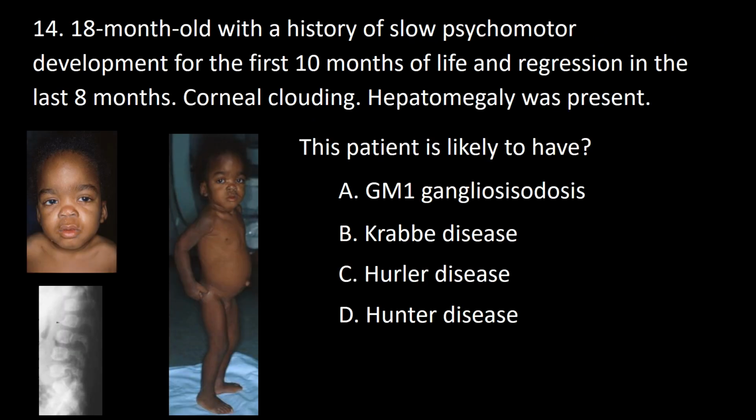Next question. 18-month-old with a history of slow psychomotor development for the first 10 months of life and regression in the last 8 months. Corneal clouding. Hepatomegaly was present. This patient is likely to have A. GM1 gangliosidosis, B. Krabbe disease, C. Hurler's disease, D. Hunter's disease.